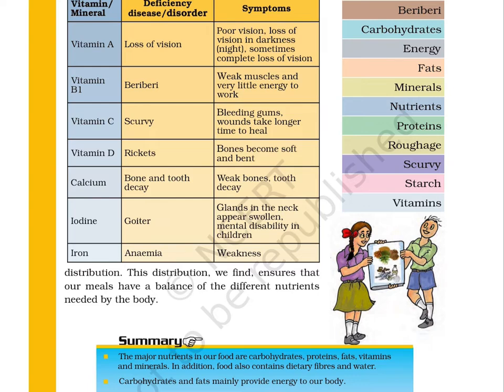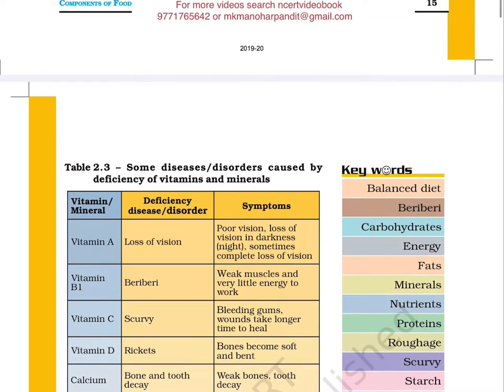Keywords: balanced diet, beriberi, carbohydrates, energy, fats, minerals, nutrients, proteins, roughage, scurvy, starch, vitamins.